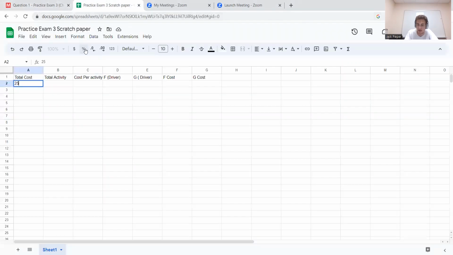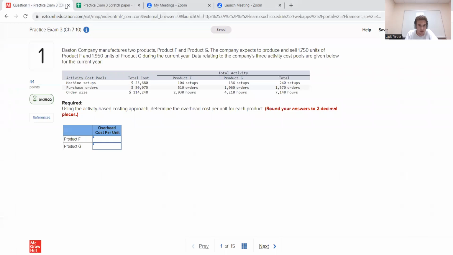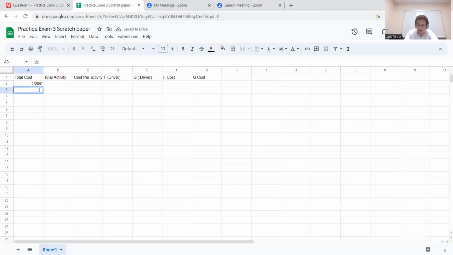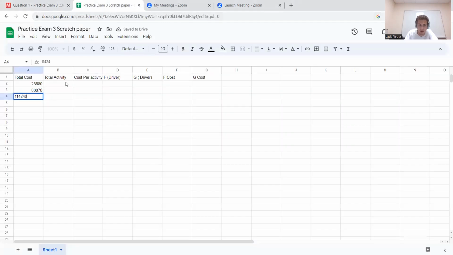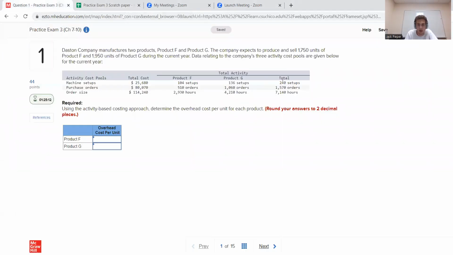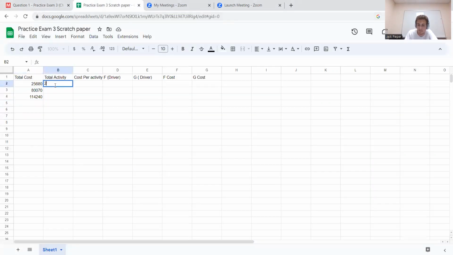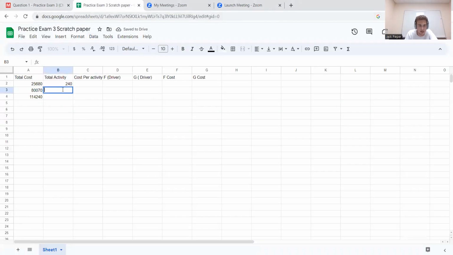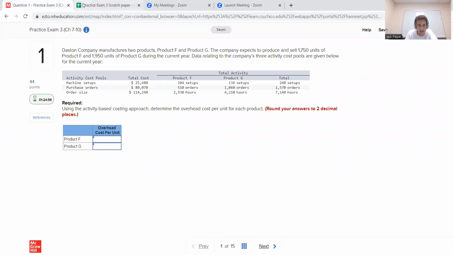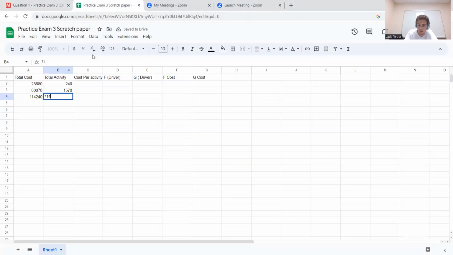So we'll do 25,680. We will do 80,070. And then the last one we will do is 114,240. Okay, and then we have our total. So this was our total cost, right? Now we have our total activity, right? So we'll do 240. We'll do 1,570. And then we'll do 7,140.